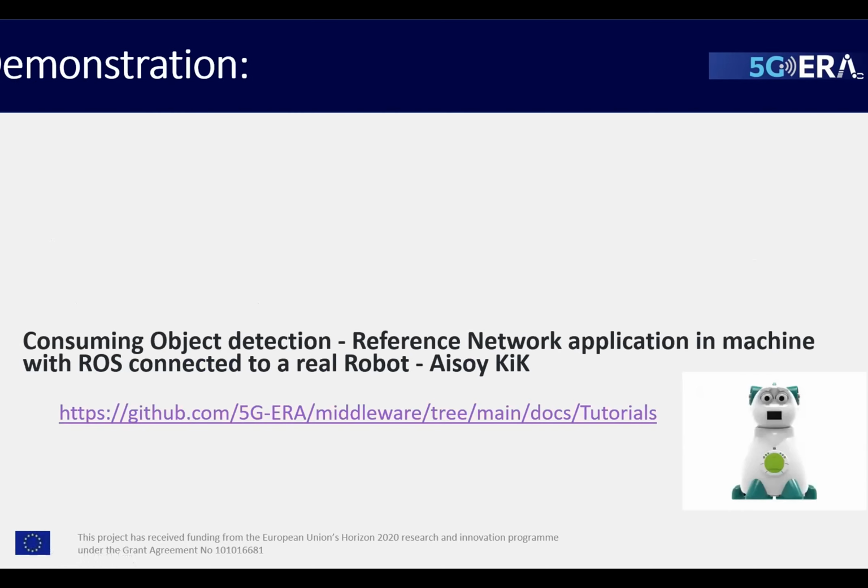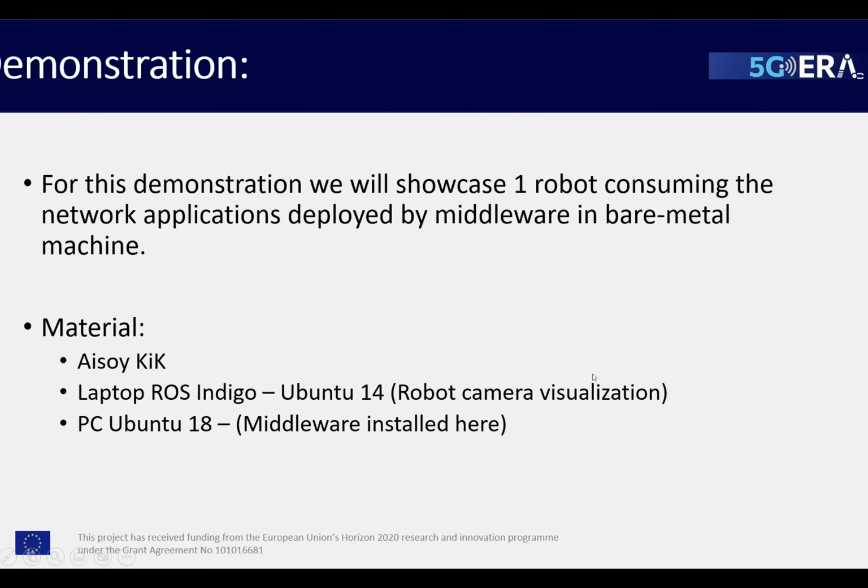So we will be doing a couple of demonstrations. We will be doing 2 demonstrations. One is going to be using iShoeRobot, another one is going to be using Summit Excel. So actually, you may follow this tutorial in the GitHub repository. The one that I will be showcasing right now is explained in very much detail under the documentation section in the tutorial section. So we will be consuming the object detection NetApp using robot and middleware.